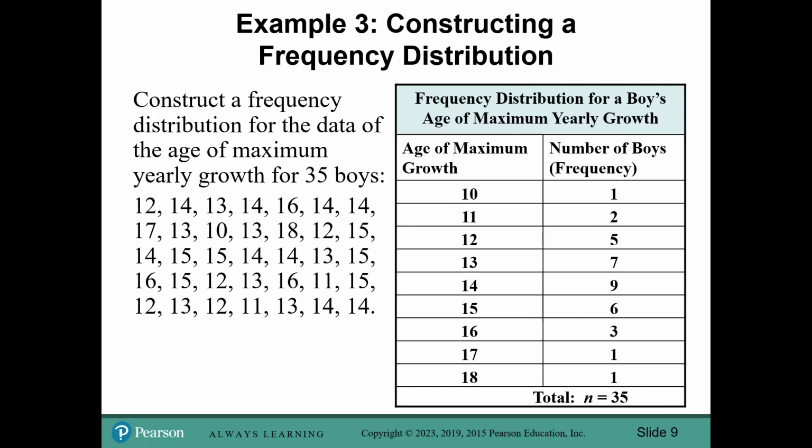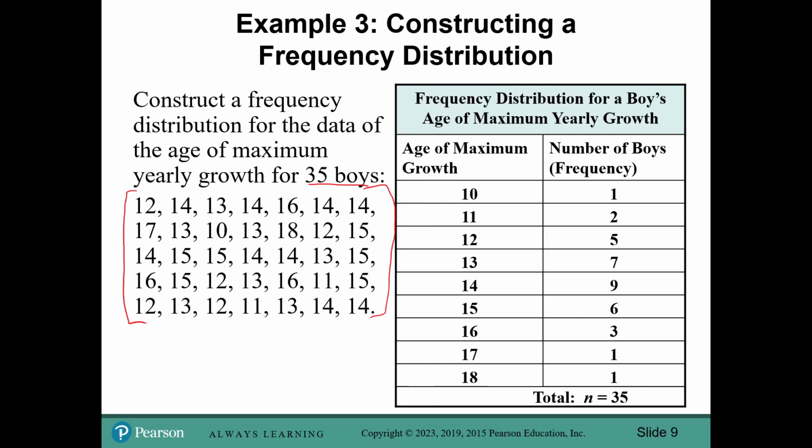All right, so we're going to create a frequency distribution. I have a bunch of numbers. This is the age of maximum yearly growth for 35 boys, and we have several values. We had 35 boys, they tracked them, and at age 12, 14, 13, whatever it may be, is where they were growing the most in their life.